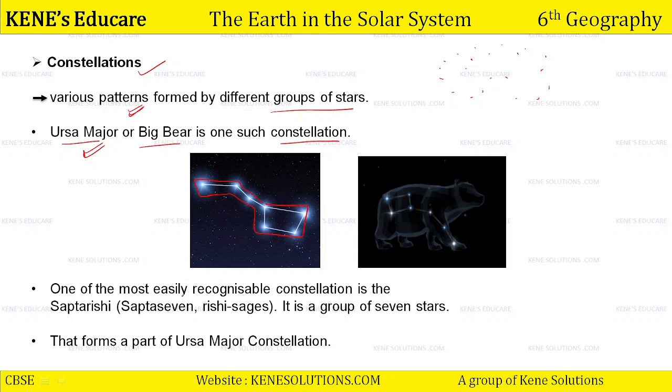Okay? One of the most easily recognizable constellations is the Saptarishi or Sapta 7. That means the Rishi. The Rishi means sages. Okay? The Sapta 7, the seven Rishis. It's a group of seven stars. Very, very easy to understand. Sapta means seven. Rishi means sage. So if you see a collection or a pattern of seven stars, then it is known as Saptarishi. Okay. And this Saptarishi is a part of the Ursa Major constellation. So basically, the Ursa Major constellation is a family of various patterns of stars, and this Saptarishi is a part of that family of constellation. Okay.